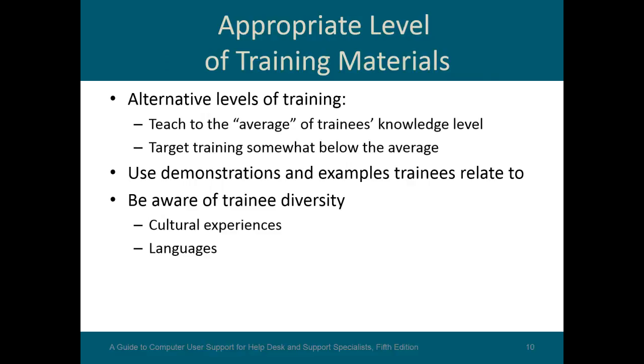And then remember, you need to have alternate levels of training. Not all people learn the same way. Some people learn by hearing, some people learn by reading, some people learn by doing. So you want to have a shotgun approach and a little bit of everything in your training. That way you kind of hit everybody.